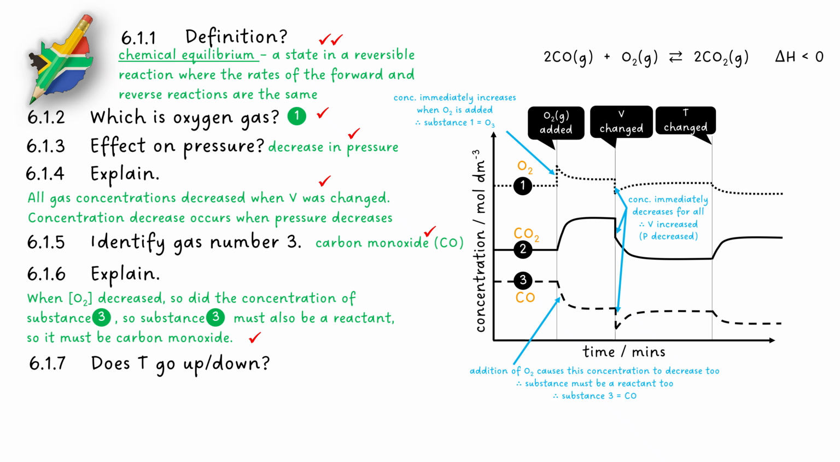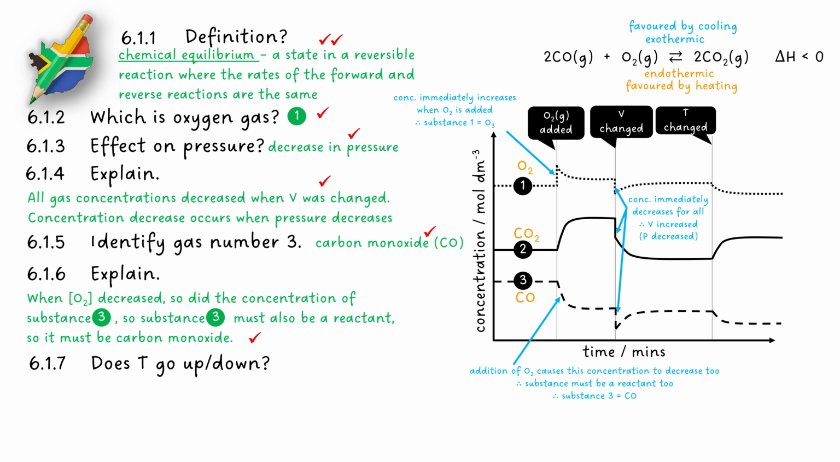The next change which occurs is a temperature change. We need to identify if the temperature went up or down. If we have a look at the reaction given to us, we can see that the enthalpy change is negative, and so the forward reaction must be exothermic, and therefore the reverse reaction must be endothermic. Exothermic reactions are energy releasing and so are favored by cooling, while endothermic reactions are energy absorbing and so are favored by heating.